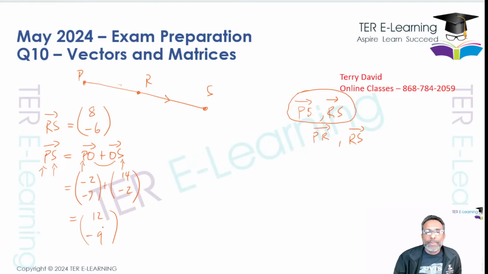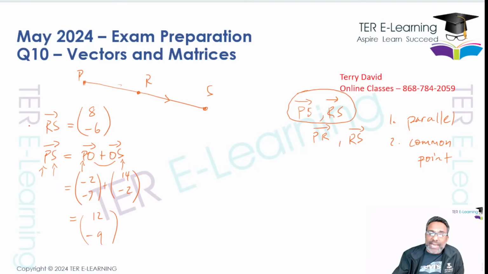Now I have RS and I have PS. If I want to prove that points are collinear, there are two things I need to show, two things that CSEC is looking for. One, that the two vectors must be parallel. And the second is that we must show that we have a common point. Those are the two things CSEC wants us to put in order to answer this question. We need to prove that these two vectors are parallel and they have a common point.